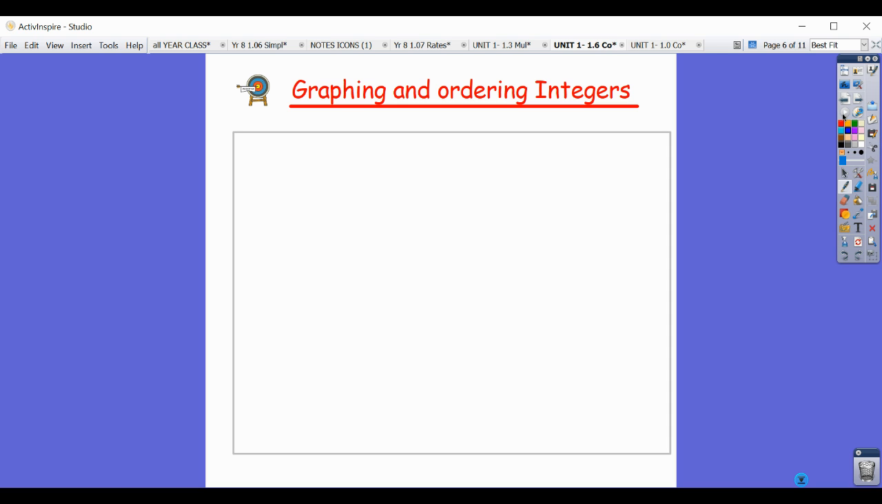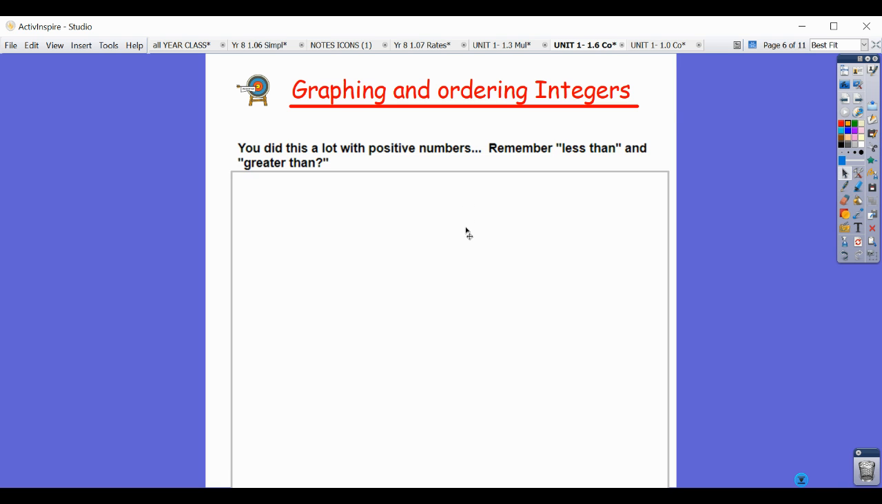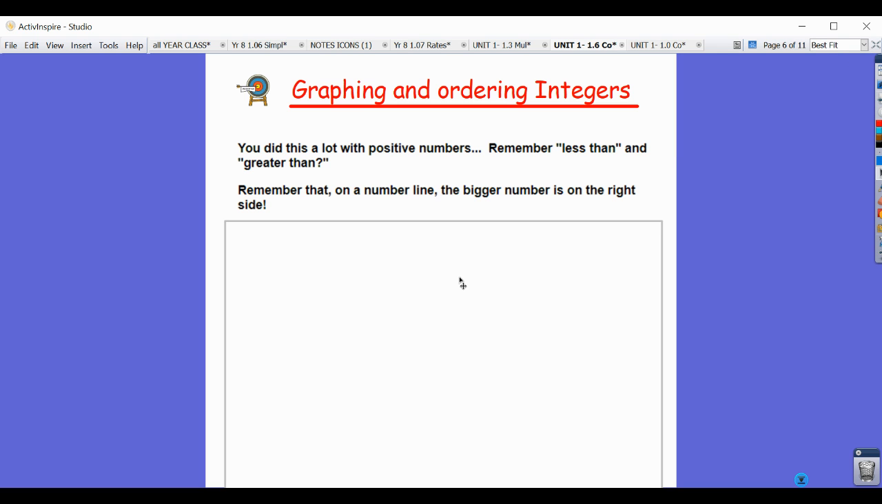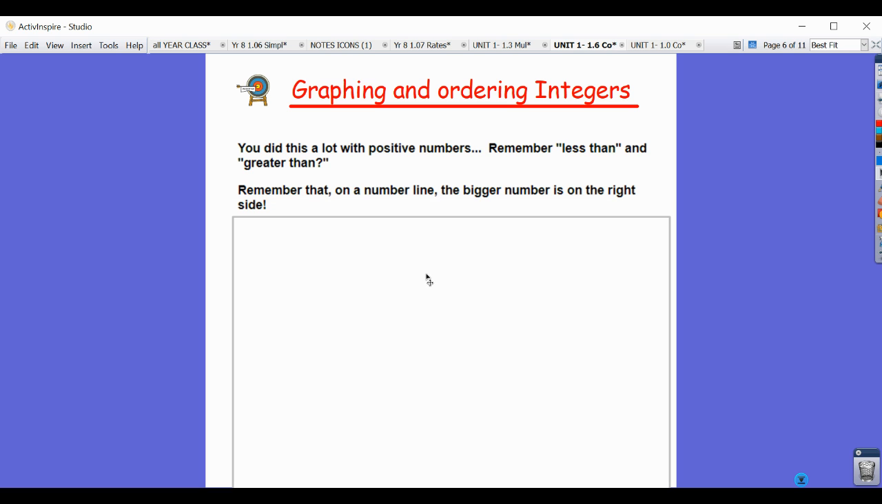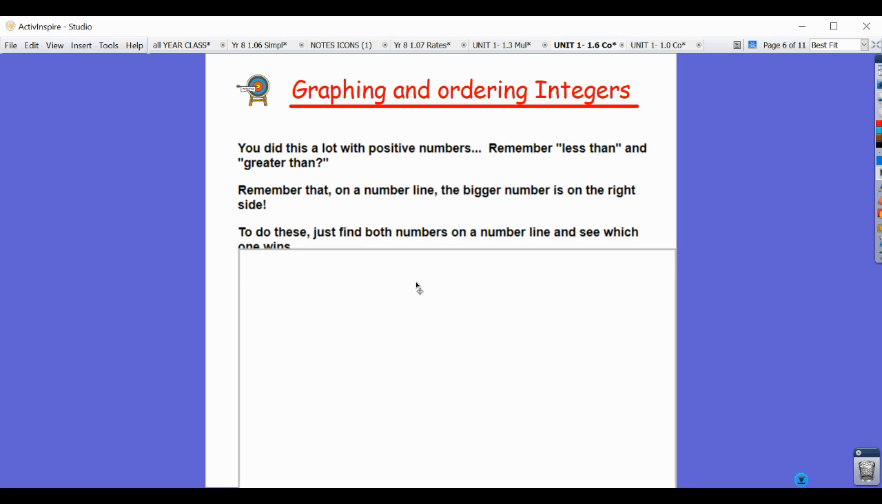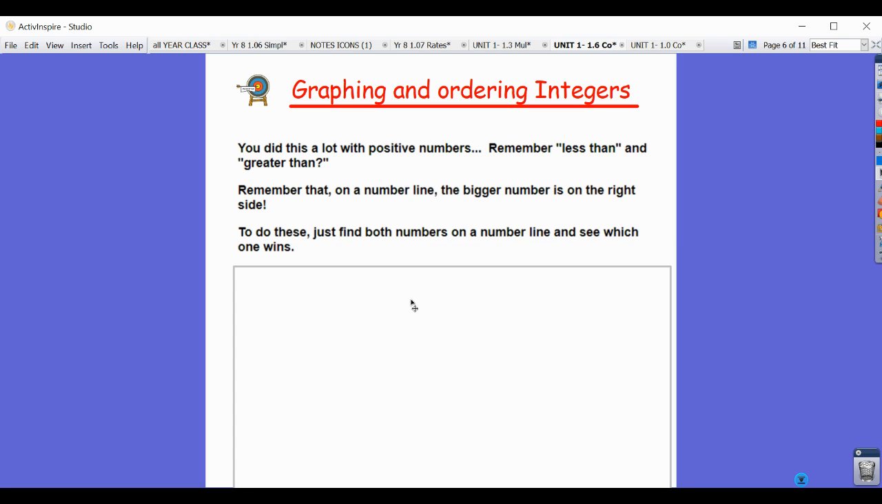So this is how we're going to graph and order the integers. So yeah, that's what we're saying, the less than or the greater than. Remember that on a number line, the bigger number is on the right side, okay, on the positive side. Positive can also be on the negative side as long as the number is on the right-hand side of the one you want to compare. So you just put both numbers on the line and see which one wins.